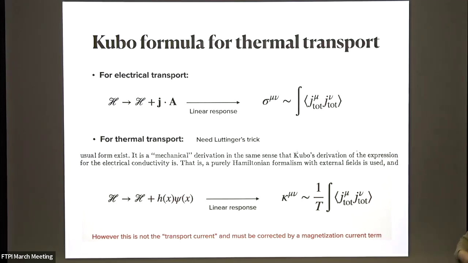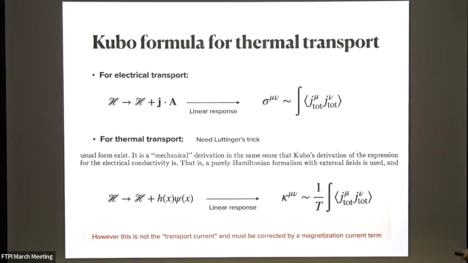However, it's been known since the works of Smrčka and Středa, and perhaps before by others, that this is actually not the transport current, in the sense that it's not the thermal conductivity that you would be measuring if you were doing an experiment. It must be corrected by a magnetization current term. Computationally, you can also see it: if you just compute this, you might get divergences that need to be fixed by some extra term.